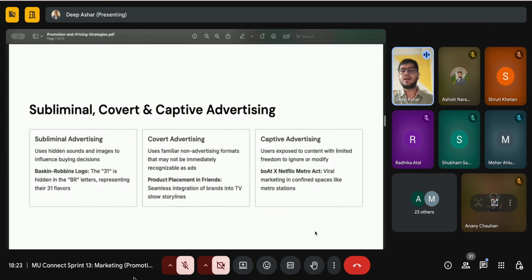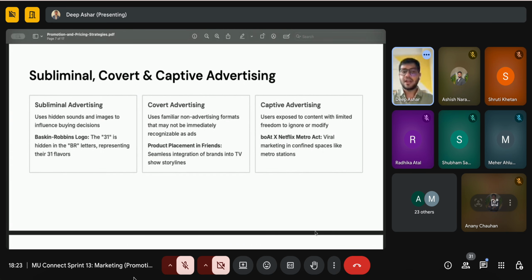Moving on to the next one. There is subliminal advertising. Here, what happens is we're using hidden sounds or imagery to influence buying decisions. The example that Sir had given was the Baskin Robbins logo. We see the B and R, and the 31 is written in it, which indicates that we have 31 flavors.